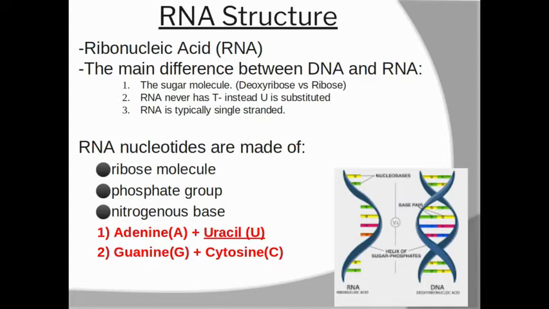RNA is also typically single stranded, but there are so many different types of RNA that we're going to introduce some of them. But generally, RNA can be single stranded, but it does come in some double stranded and interesting shaped molecules. RNA nucleotides are made out of the same types of materials. You've got the ribose molecule, a phosphate, and the base. But again, A, instead of binding to T, is going to bind to U. And then G and C behave the same way.